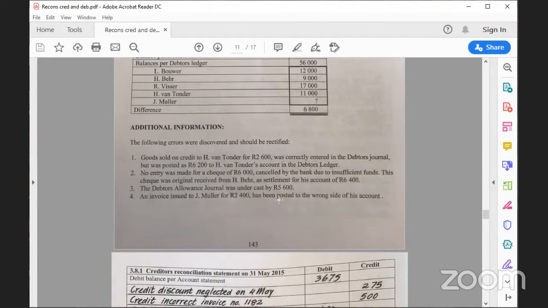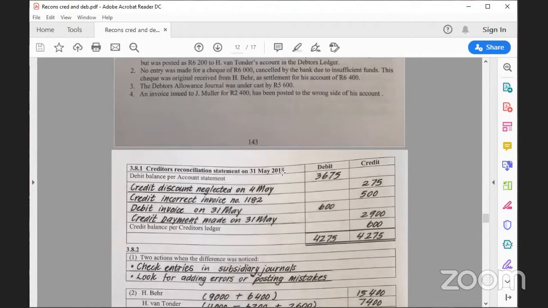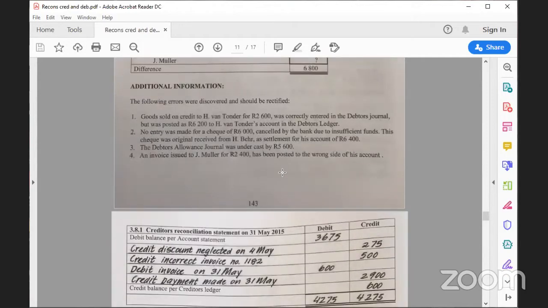And all invoices issued to J Miller for 2,400 Rand have been posted to the wrong side of his account. So obviously we need to rectify this. Now, let's do Luke's favorite first.